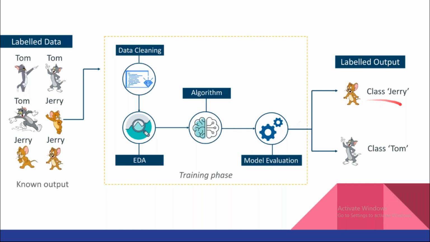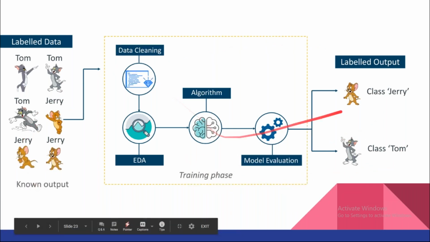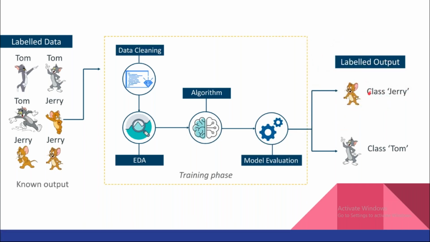Now in future, if I give it some data, what exactly will it do? It will divide into two classes. So basically it will have one class for Jerry and one class for Tom. So next time if I feed any picture of Tom, it will put Tom in this particular class, and if I feed a picture of Jerry, it will put him in this particular class. So this is a sort of classification problem in which I have two classes.